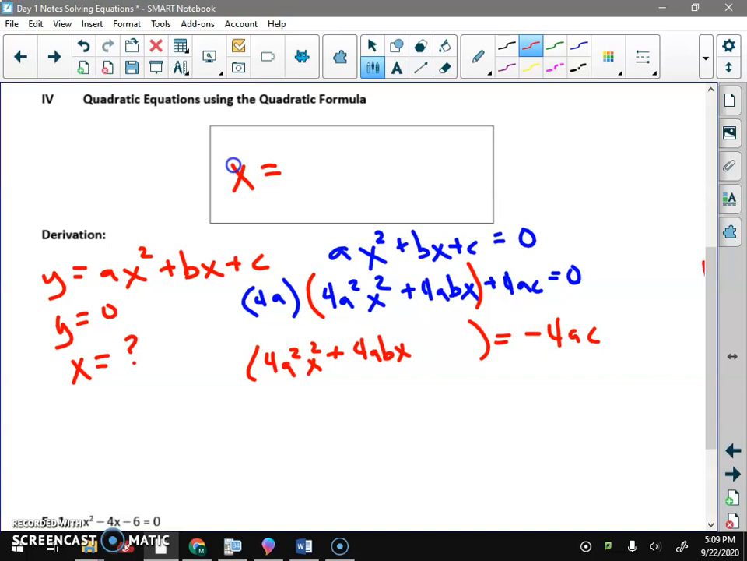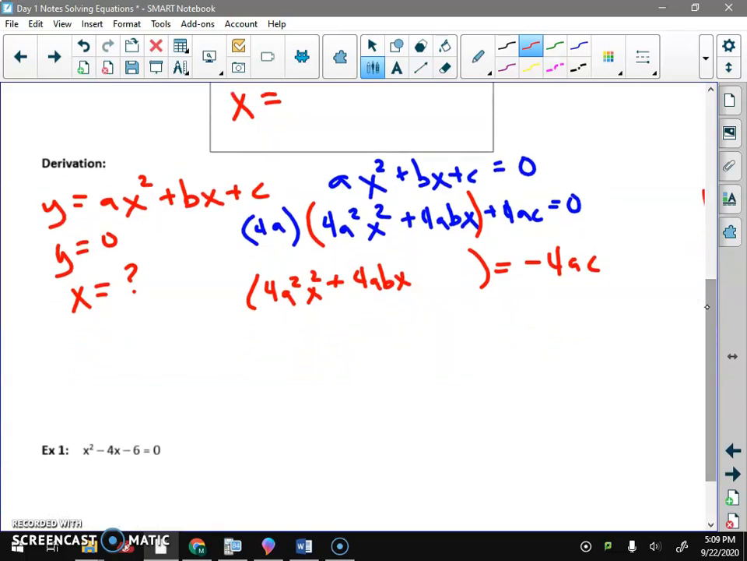Okay? What do we have? Well, we have 4a squared x squared. So that means the first terms in each binomial are going to be 2ax and 2ax. And if we foiled, I know I need a b because there's a b in that middle term. If we foil those together, 2ax times 2ax is 4a squared x squared. 2ax times 1 would be 2ax, and 2ax times 1 would be 2ax. 2ax plus 2ax is 4ax. That's pretty darn close here. The only thing that's missing is the b.